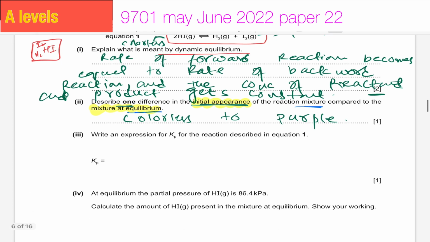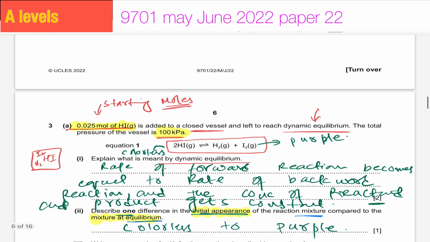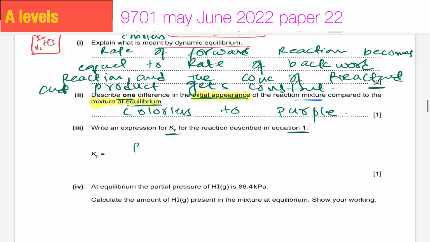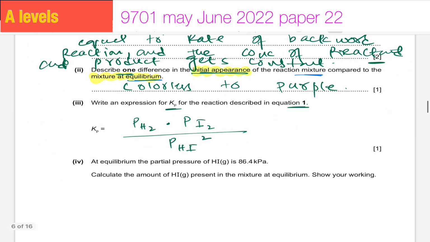Alright, now the next part of the question is: write an expression for Kp, the equilibrium constant, in terms of partial pressure for the reaction described in equation 1. So Kp is the partial pressure of products upon the partial pressure of reactants at equilibrium. So this would be the partial pressure of hydrogen times the partial pressure of iodine, divided by the partial pressure of HI squared, because we have 2 moles of hydrogen iodide. So this would be the expression of Kp for this particular reaction.